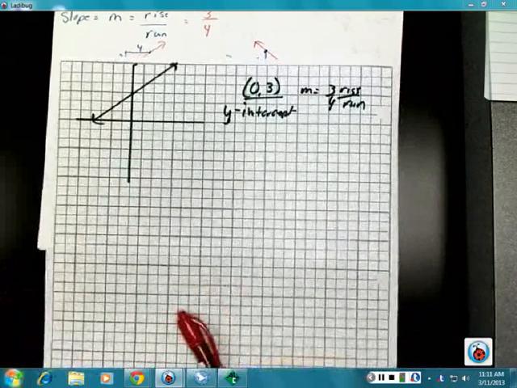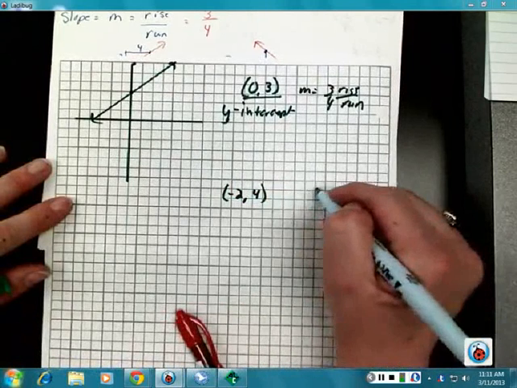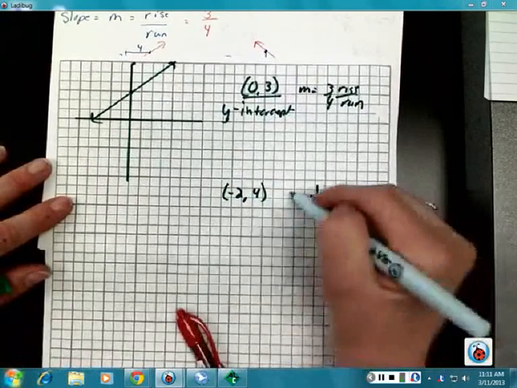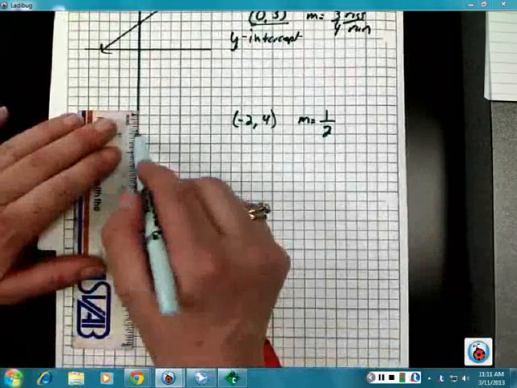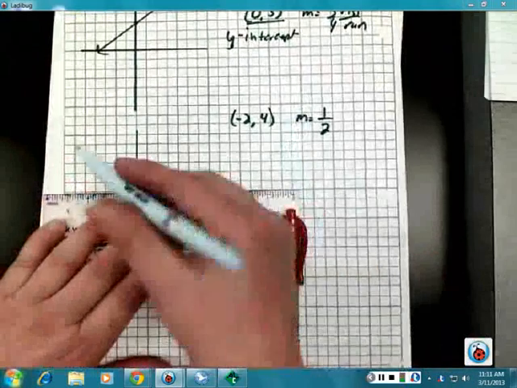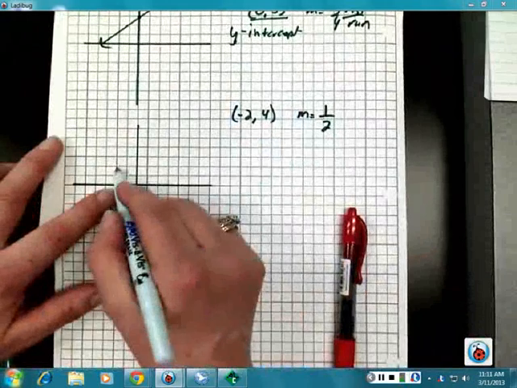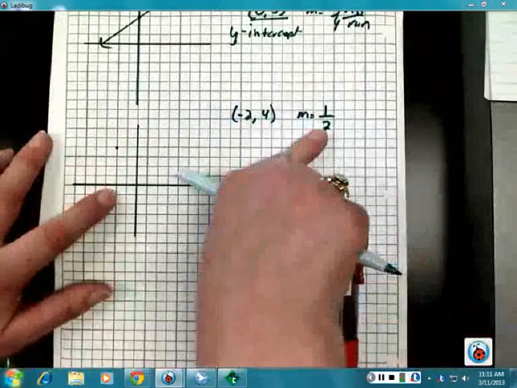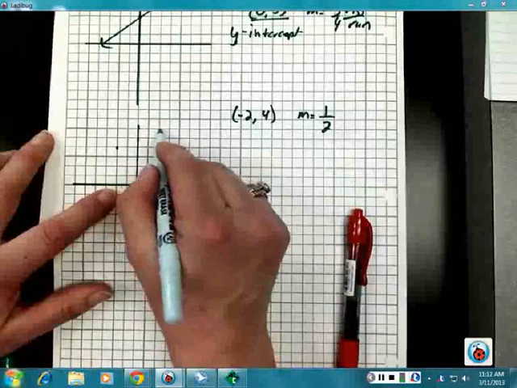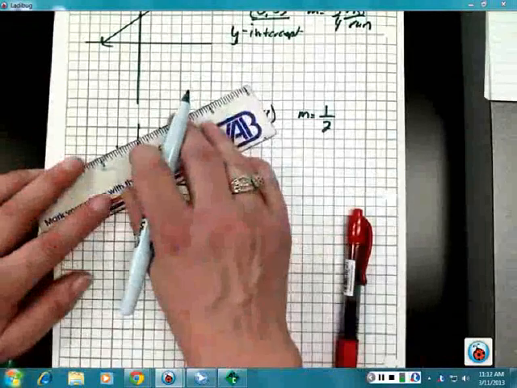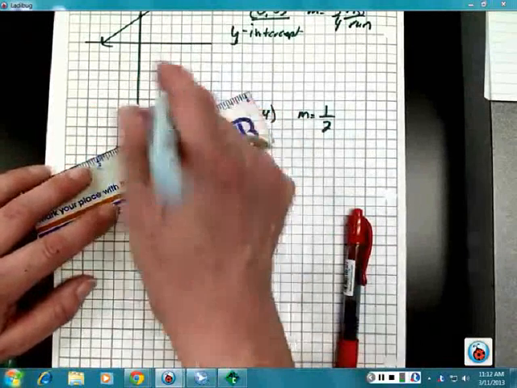Or, if they just simply gave me a point, -2, 4, and they give me a slope of 1/2, I can still graph that exactly as I just did the last one, because all I need to do is plot my one point. So my one point is at -2, up 4, and then use my rise and run after that point. Rise 1, run 2. Rise 1, run 2. And you can do it as many times as you want, and you will end up with the graph of that line just based on those two pieces of information.